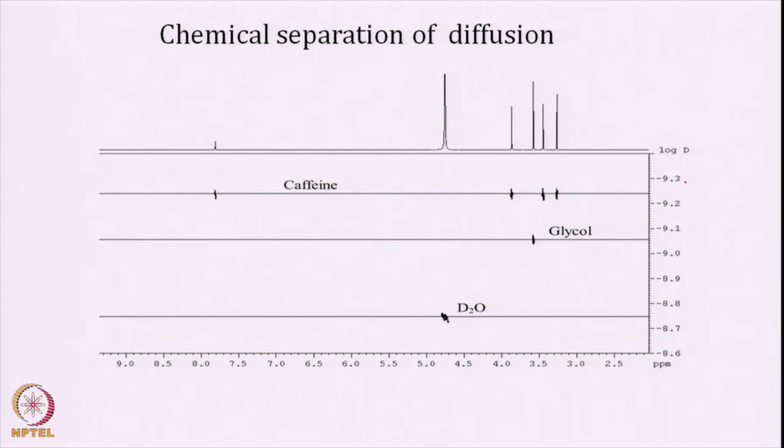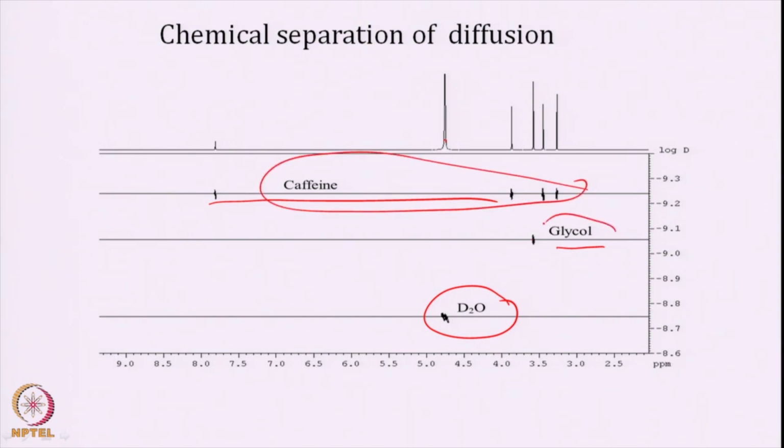If you do that, here is a mixture of, say, 3 compounds that we have now. One is caffeine, one is glycol, and one is D2O. We recorded a 1D spectrum. Here is your water signal, H2O, D2O. This is your glycol signal, and these 3 are coming from caffeine. But a priori we do not know which signal is coming from which, because this is a mixture of compounds. Now, we recorded a diffusion experiment, and we found that caffeine is diffusing differently than glycol, which is diffusing differently than the D2O. So, you can find out that the caffeine is here because we have 3 signals, and also its diffusion is slower than the glycol and the water.